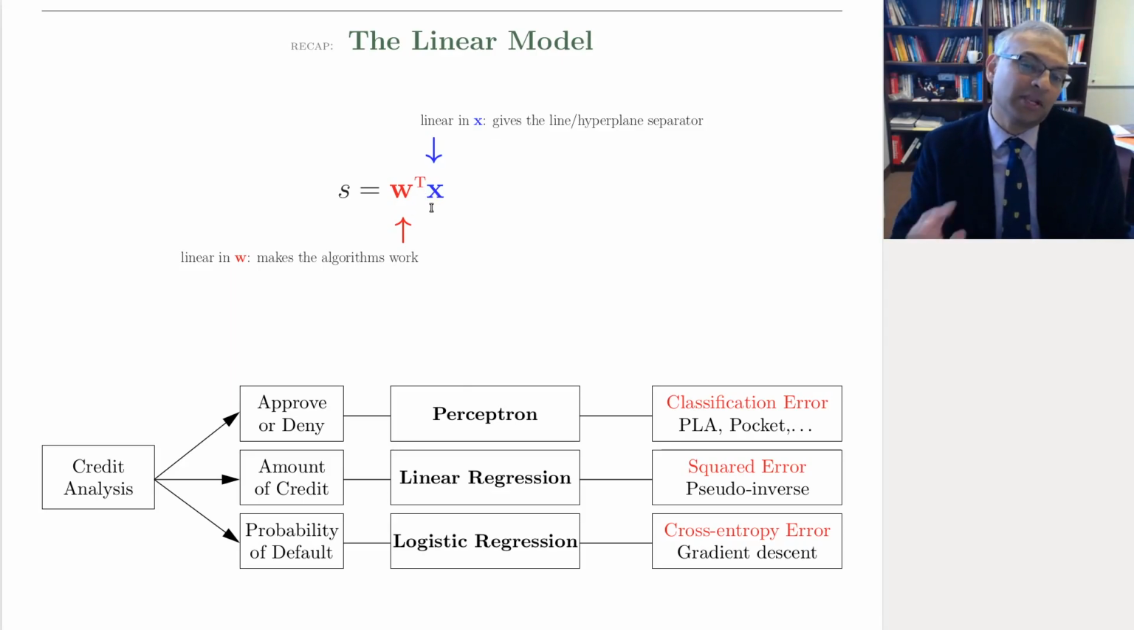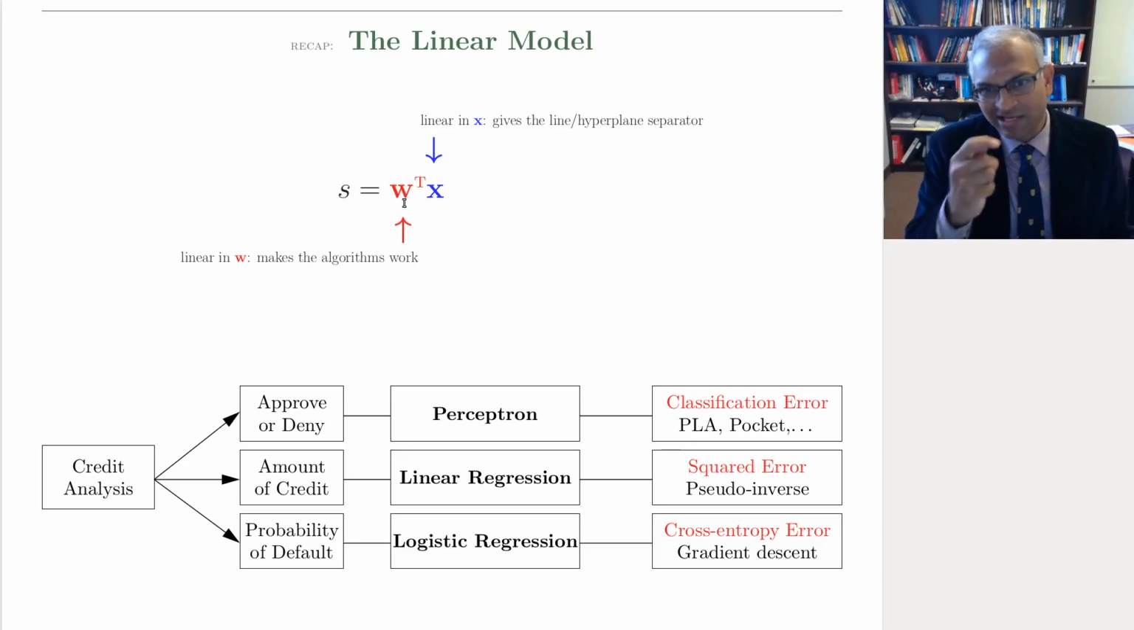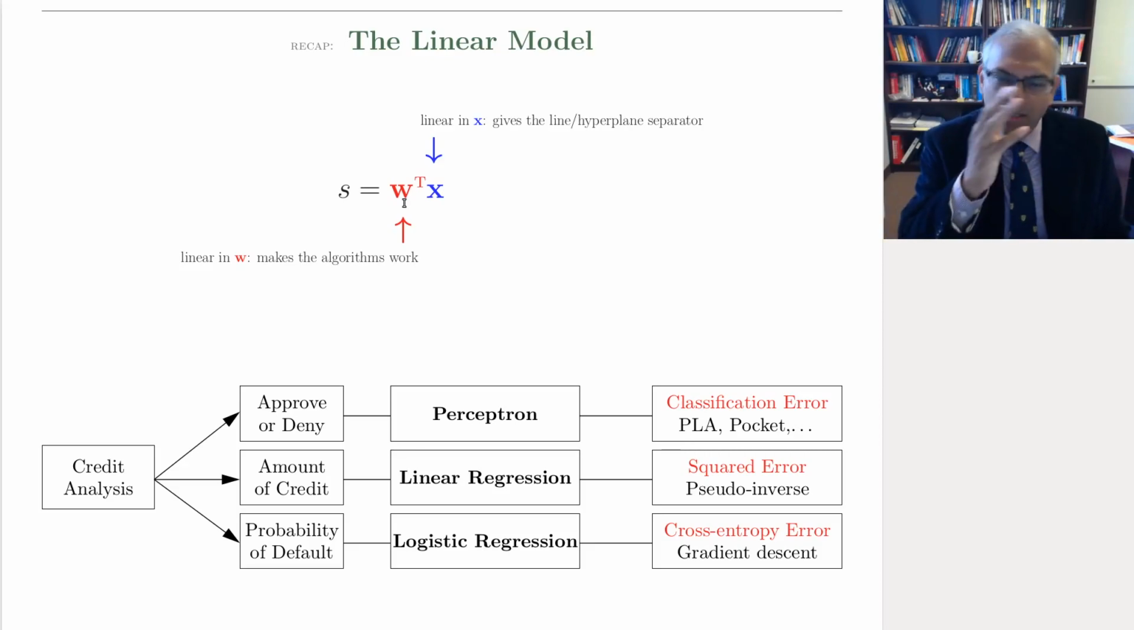Today we're going to discuss how we can keep the linearity in W so that all our algorithms will continue to go, and somehow relax the need for linearity in X and allow more complicated separators. But that's a little preview of what's to come.